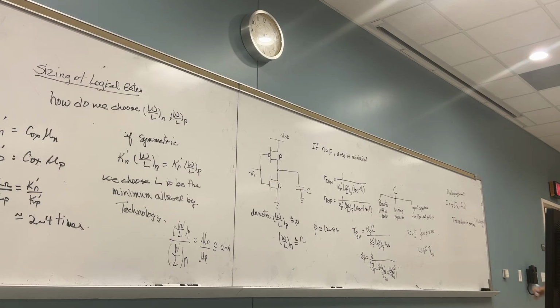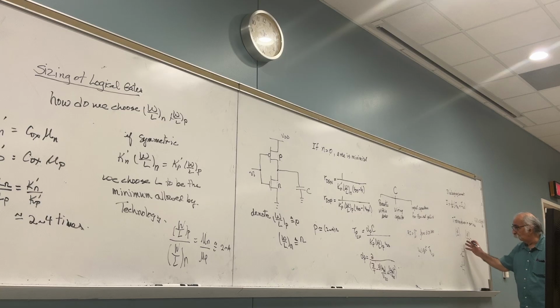Yes? The first one, W over L1. Second one, W over L2. And they are in series. These are both NMOSes. They don't need to be NMOS. They could be PMOSes. Yes or no? I would like to find what is the equivalent W over L? What is the equivalent W over L?